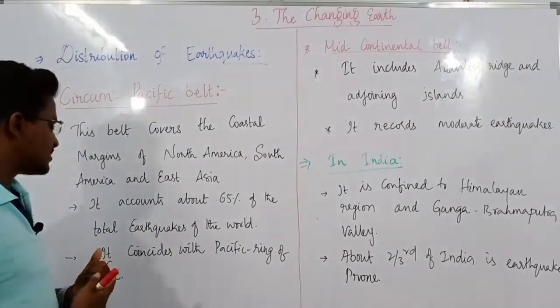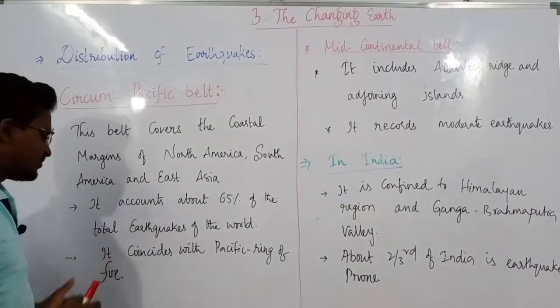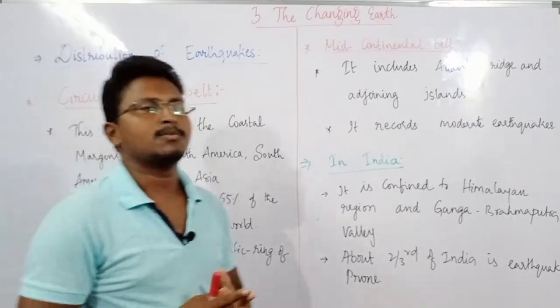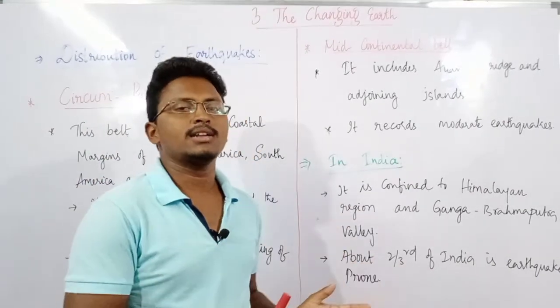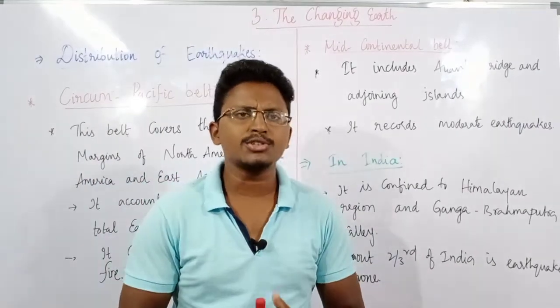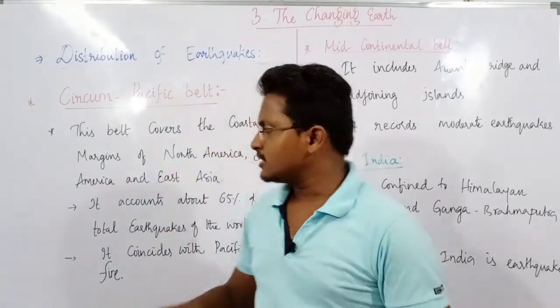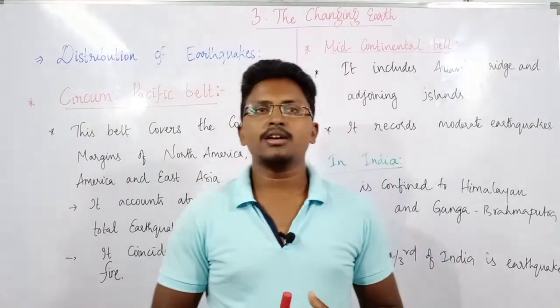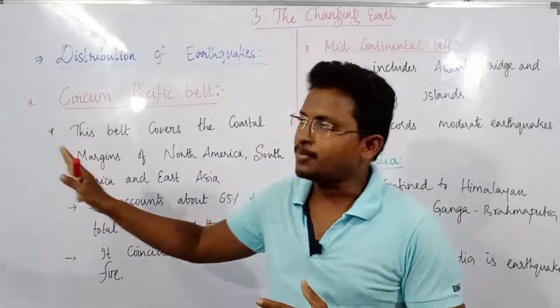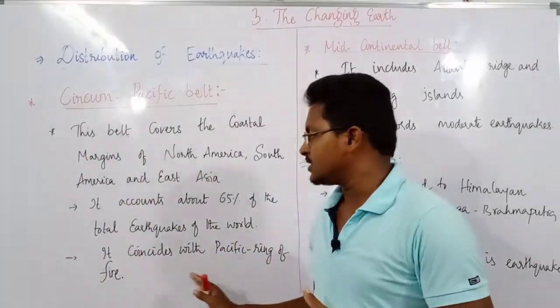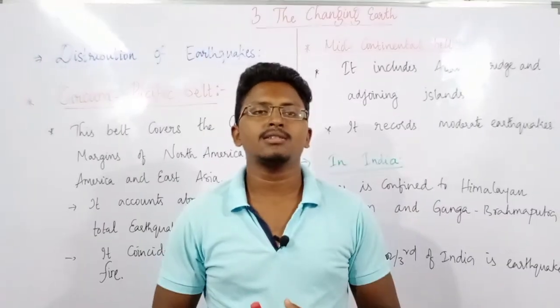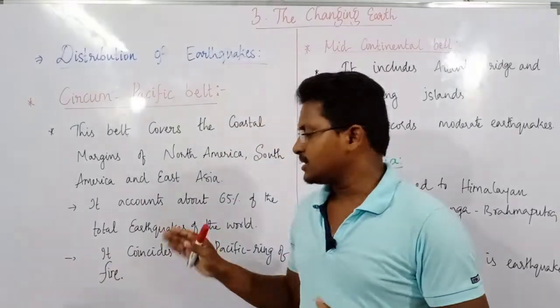And the next point is that it coincides with the Pacific Ring of Fire. What do we mean by the Pacific Ring of Fire? As we have already discussed in the distribution of volcanoes, a large number of volcanoes occur in this particular region, that is the Pacific Ring of Fire. So the Circum-Pacific Belt coincides with the Pacific Ring of Fire. That means they coincide with each other.